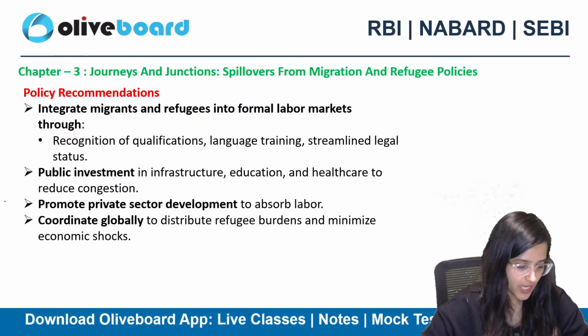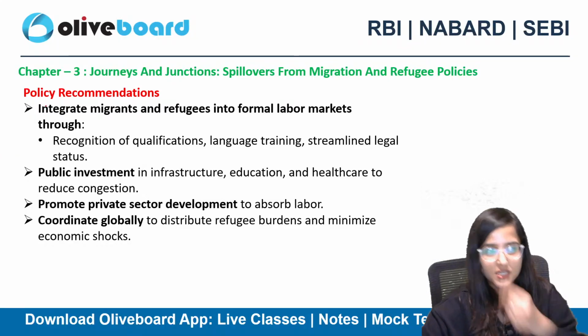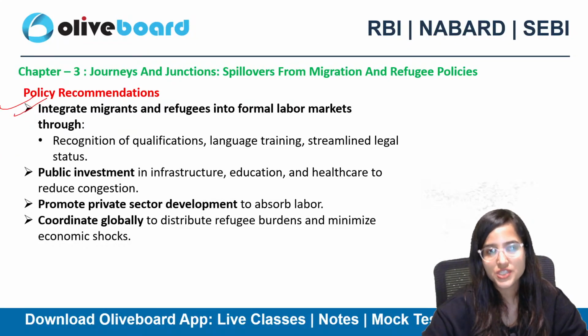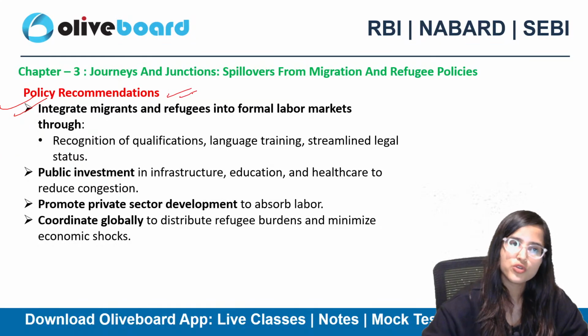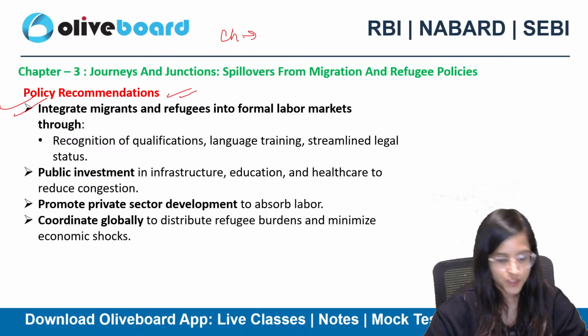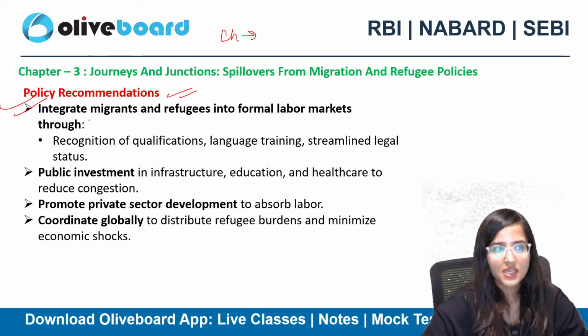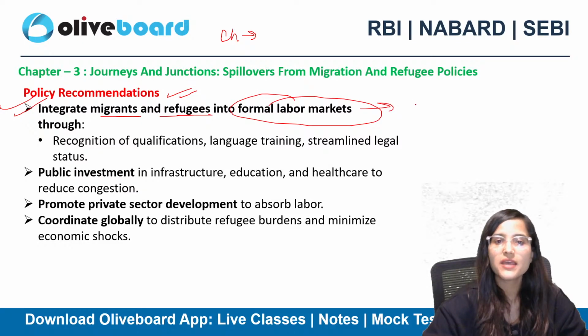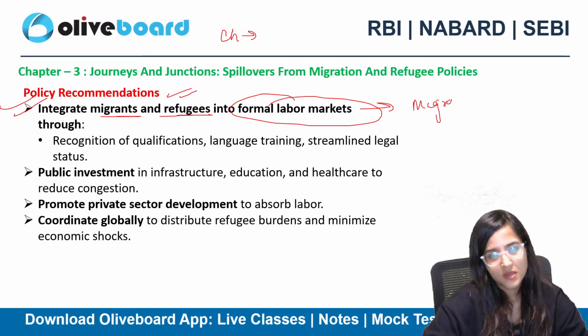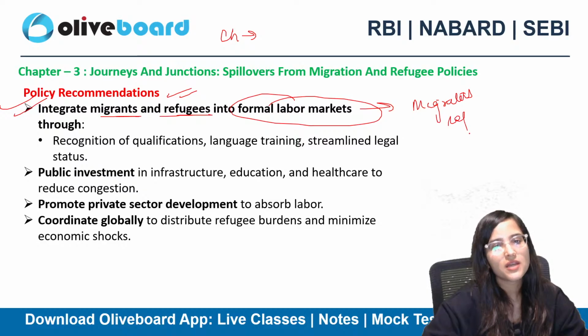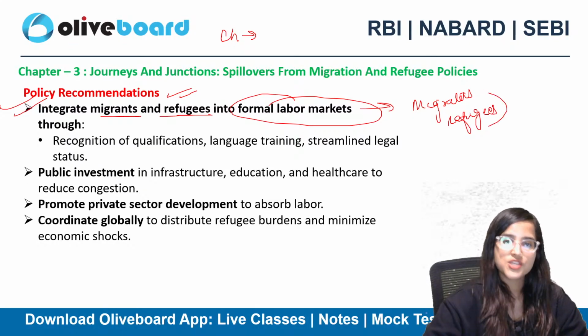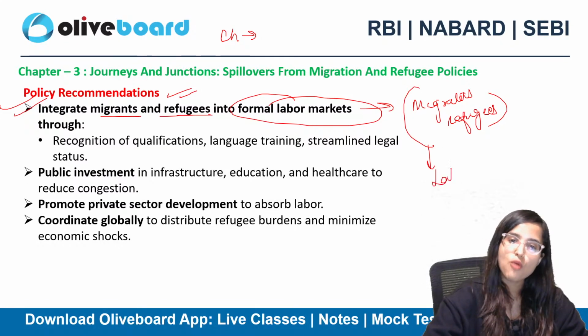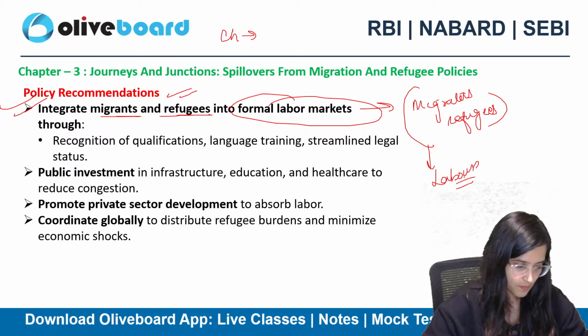So what are the policy recommendations? Nowadays in the USA also. What are the policy recommendations that have been offered? At the end, I told you that policy recommendations are given after every chapter. So what they are saying is: integrate migrants and refugees into formal labor markets. The migrants have already come, they have become refugees. Why don't we utilize them well and bring them into the formal labor market.